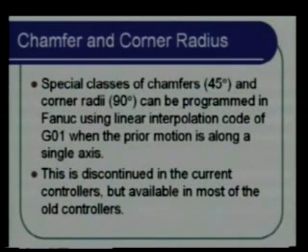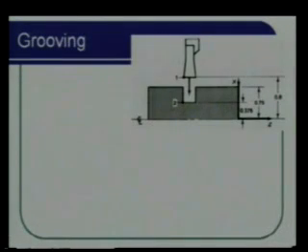So the simulation will actually provide you with this. Now there are some earlier controls, particularly Fanuc, that have provided special codes for generating the chamfers and the corner radius. Whenever you have a 45 degree chamfer or a 90 degree corner radius, they have made it easier. This is only available in old controllers. So let us not go through it, but if you have old controls, it will be possible to do them much more easily.